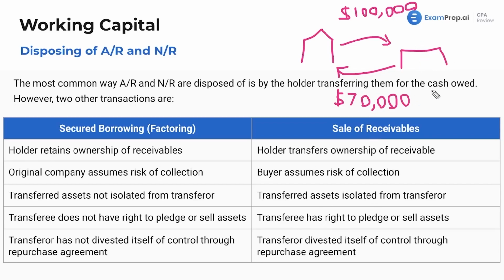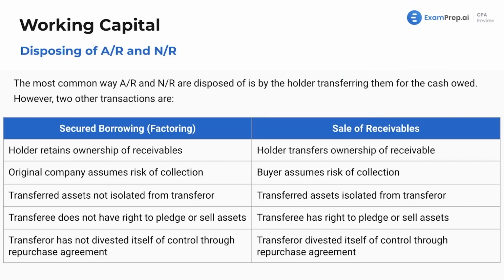The transferee has the right to pledge or sell these assets, and the original company has gotten rid of all of its control over these through a repurchase agreement. So this is a factor, again, collateralized loan. You think of this similar to that home example with a mortgage. So you can buy the receivables at a discount. All of these are valid options.